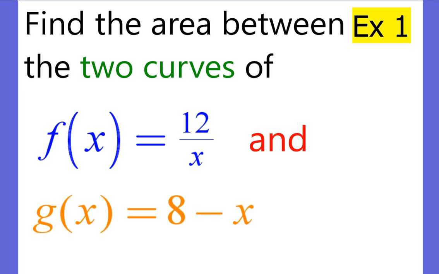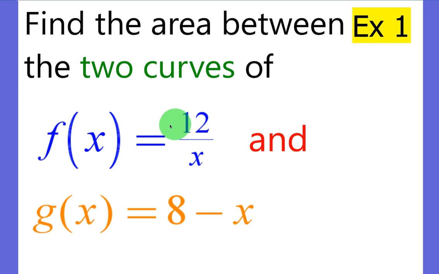Now that we've found the area between a function and the x-axis and total area, now we're going to take a look at the area between two curves or two functions. Let's go take a look at example 1. We have f of x equals 12 over x and g of x equals 8 minus x. We want to find the area between these two functions.